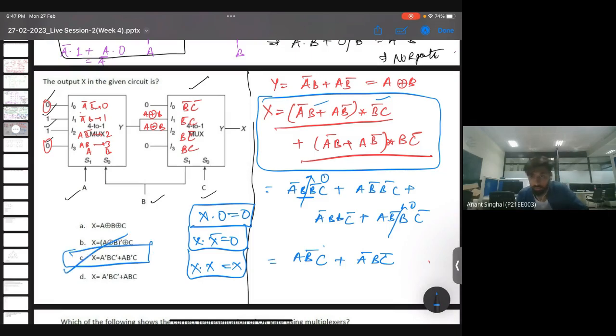So someone has written something else, I guess. Okay, so option A is not the correct answer. Option A would have been the correct answer if this select line would have been one, so then this would have been C and C bar. Then it would have been A XOR B XOR C. So you have to look carefully. The select line was B C, not only C. So that is why the answer is not A XOR B XOR C. Is it clear? Yeah. So the correct answer is option C here.